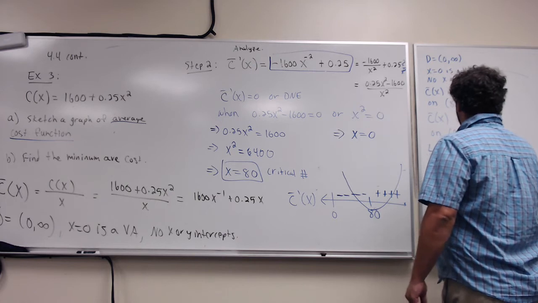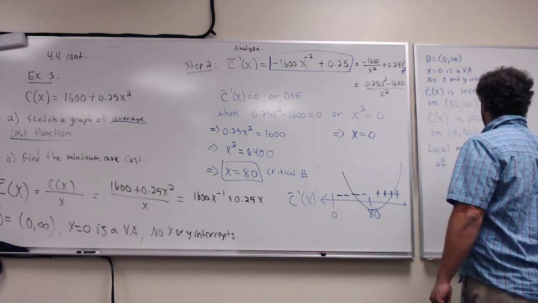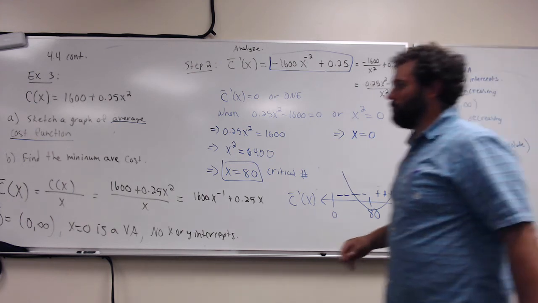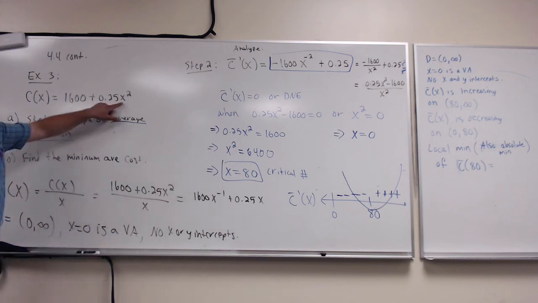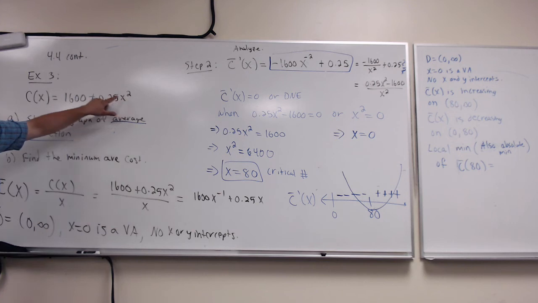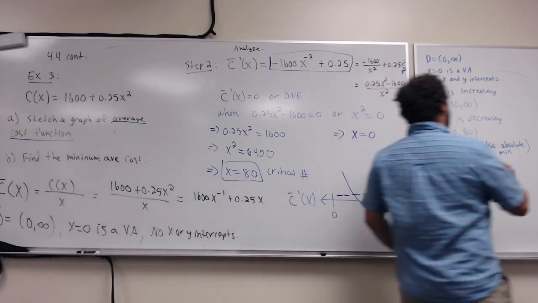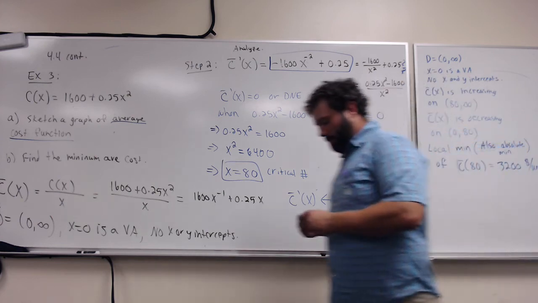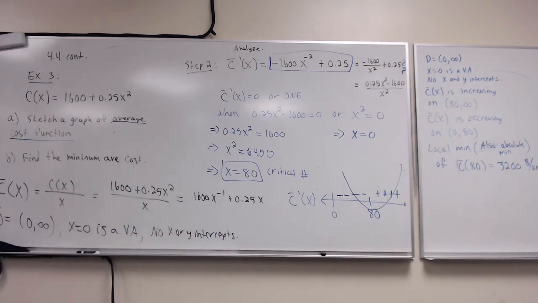Of C bar of 80 equals, so now I'd have to plug this into the original function if I want the local minimum average cost. Someone want to do me a favor and plug 80 into this? 80 squared 6,400, I think I got it. 80 squared 6,400, we already knew that from here. 6,400 times 0.25 is 1,600 plus another 1,600. So the minimum average cost per unit is going to be $3,200 per unit.